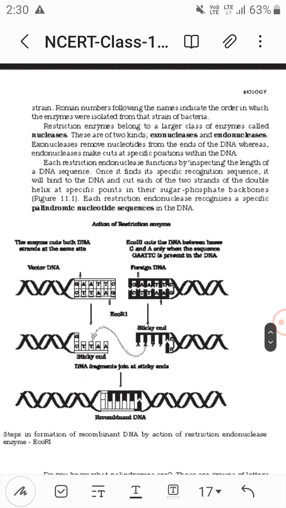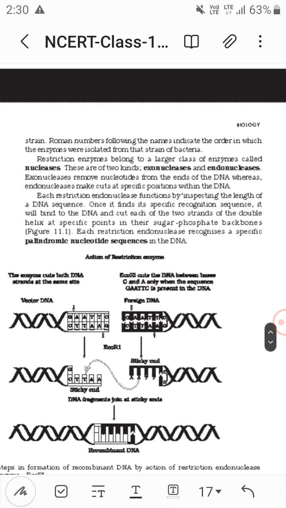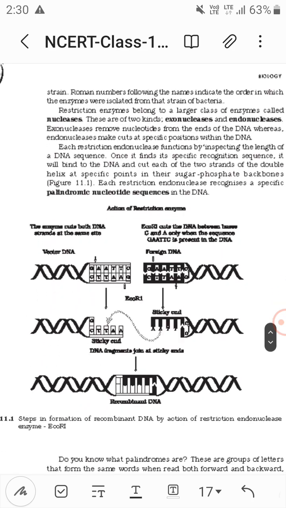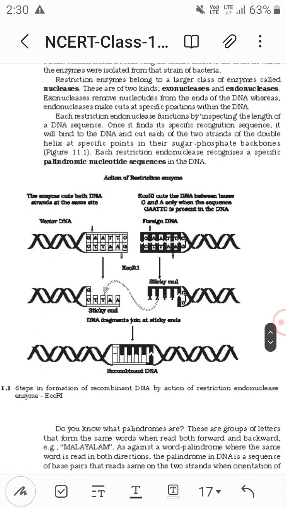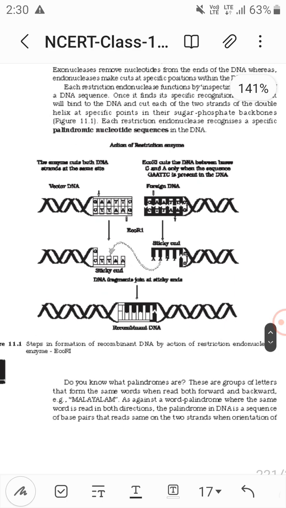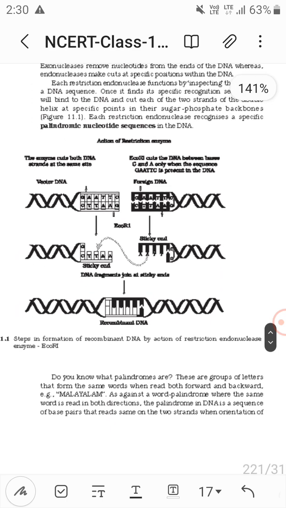There is palindromic nucleotide sequence in the DNA. Each restriction endonuclease recognizes a specific palindromic nucleotide sequence in the DNA. Now, steps in formation of recombinant DNA by action of restriction endonuclease enzyme EcoRI.